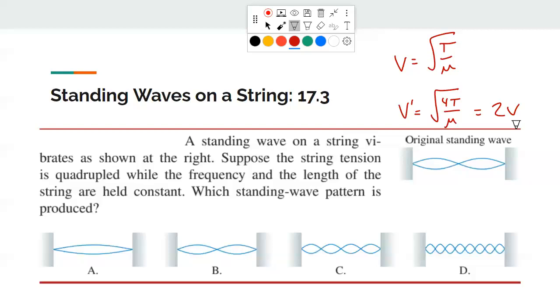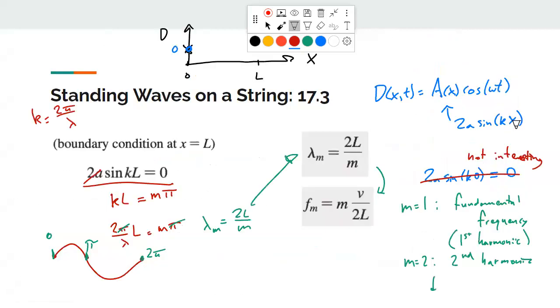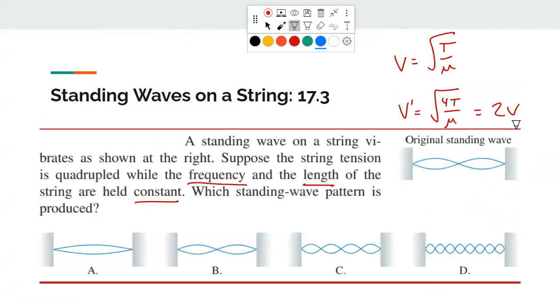Now let's think about what they're saying. They're saying the frequency and the length are constant. Okay, so if we go back to this formula, the frequency is constant and the length is constant, but we're changing this velocity. Okay, so what's going to change? Well, there's only one thing left to change, which is the harmonic that we have that's oscillating. So if we double the velocity, then you can see we have to halve the harmonic. We are currently at harmonic m equals 2 here, so we're over here at m equals 1.